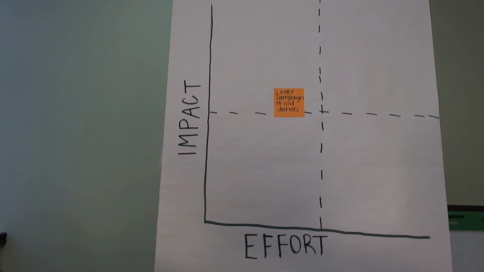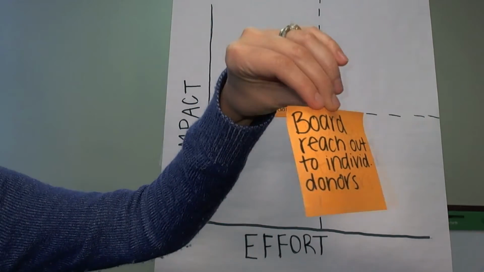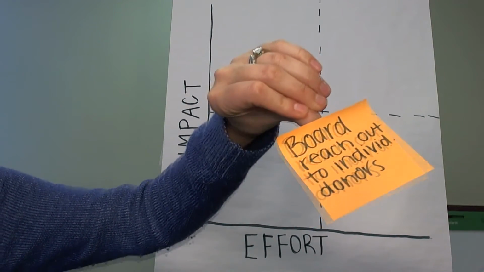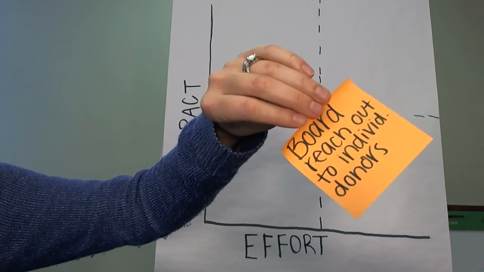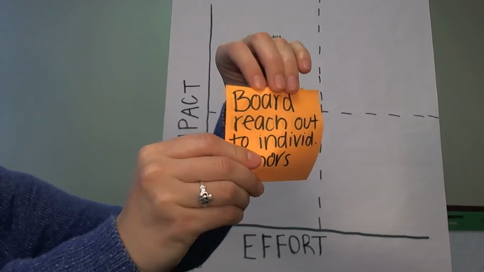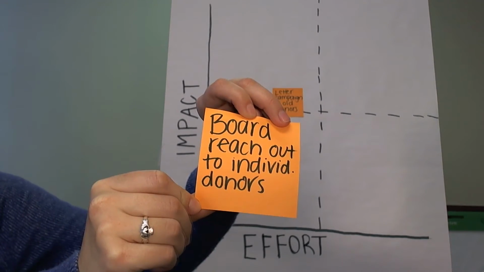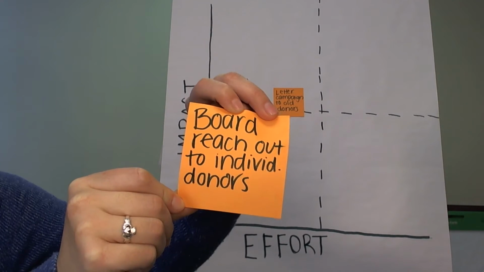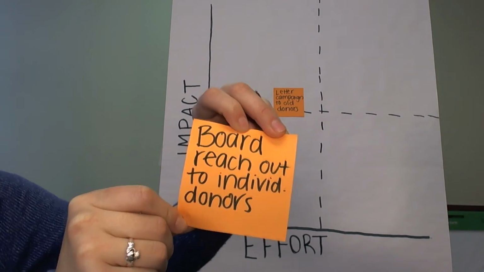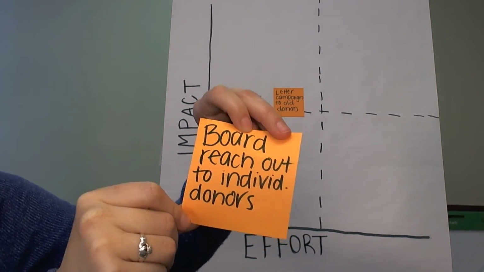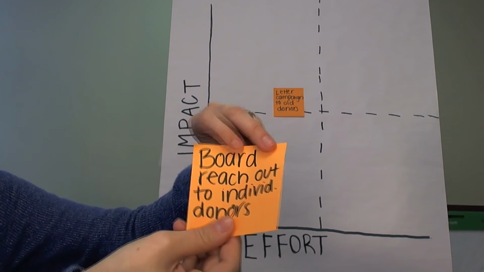All right, next up we would have that we're going to ask the board to reach out to individual donors. So we have a board that has a lot of great contacts, and they're going to reach out individually, maybe ask each individual to buy one Chromebook. So that's about a $150, $200 contribution, I believe.